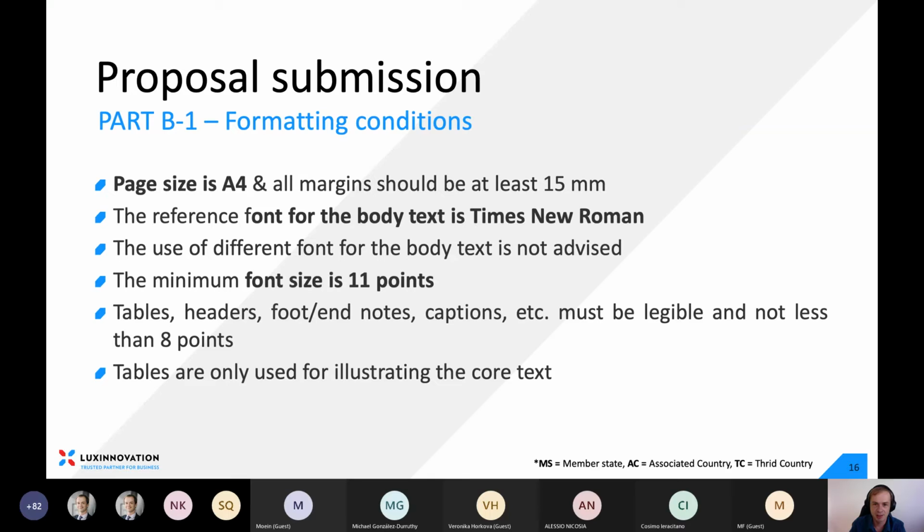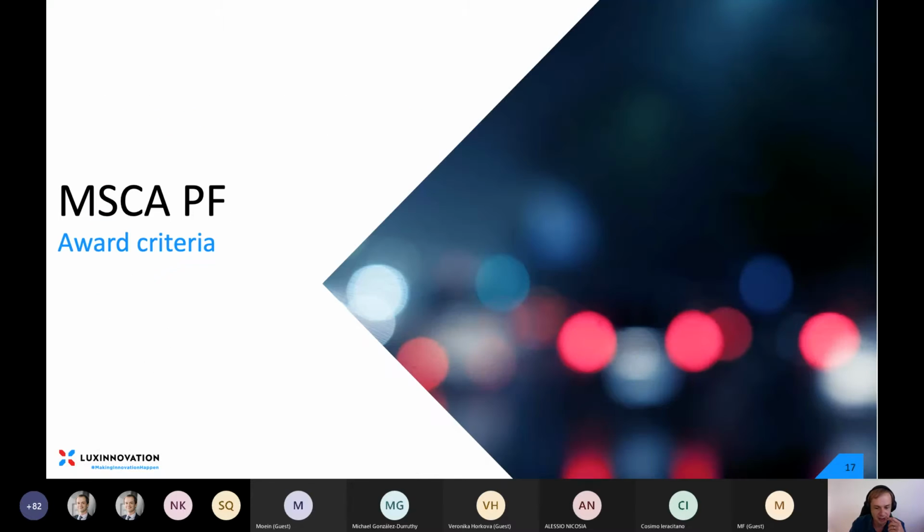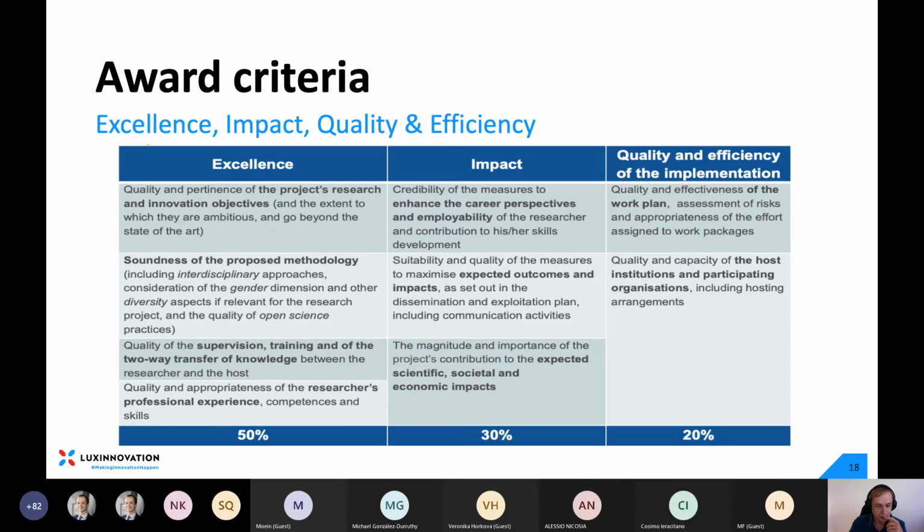It's not appreciated, except of course if it makes sense, if it's a scientific term that you need to use. Award criteria. Sorry. There are 3 main parts of the proposal in part B1: excellence, impact, and implementation. You can see down there the score that you will be evaluated on.